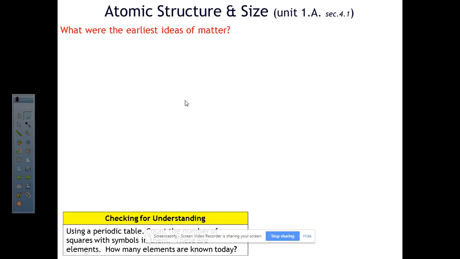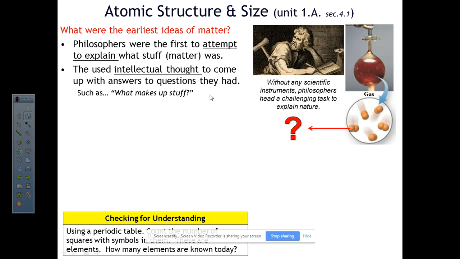So let's start with another question. What were the earliest ideas of matter? The Greeks were essentially the first to attempt to explain what matter was, and they did this through thinking. There were no scientific experiments, no instrumentation. They just thought about what matter was, like what you're trying to do here. You see this gas, and you see that it takes up space. So what is allowing it to take up space?